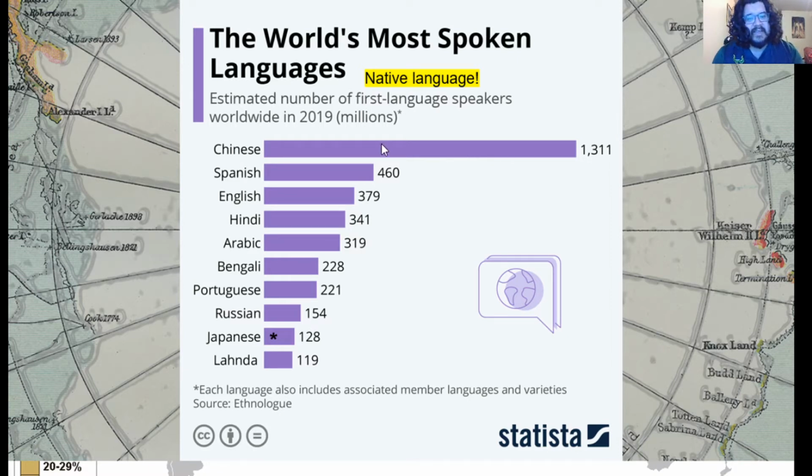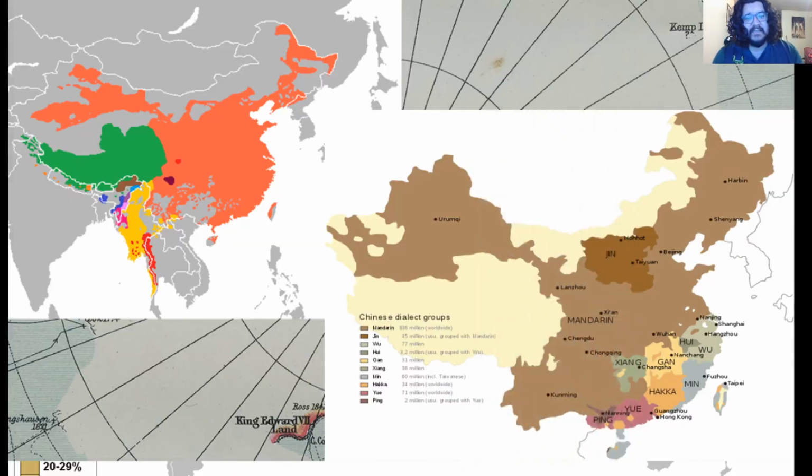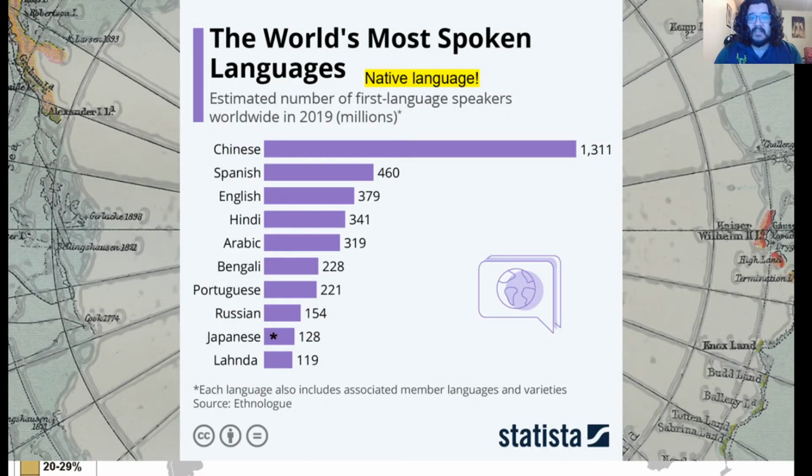Now, if we look at the language families, Indo-European, Sino-Tibetan, we would expect that Indo-European would take a large chunk of these spoken languages, right? So let's test that. Well, we have Chinese, which we know is Sino-Tibetan. We have Spanish, which is Indo-European. We have English, which is also Indo-European. Hindi, Indo-European. Arabic, which is Afro-Asiatic. Bengali, which is Indo-European. Portuguese, which is Indo-European. Russian, which is Indo-European. Japanese, which is Japonic, its own outlier.